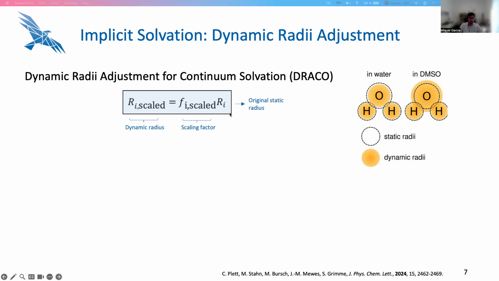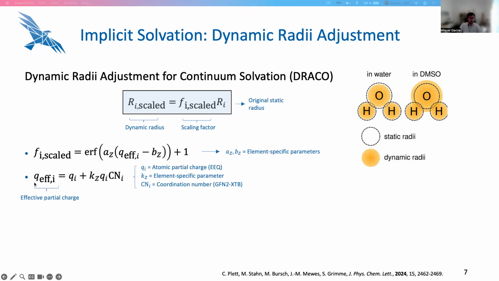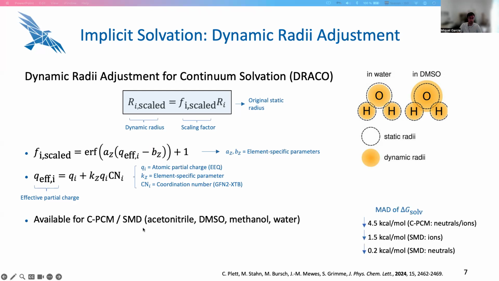So what you have is that the original static radius is scaled by a factor to produce the so-called dynamic radii. The scaling factor depends on some element-specific parameters, but basically on this effective partial charge that for each element depends on the atomic partial charge, which in our case we use the electronegativity equilibration charges, and the coordination number, which is the one used in GFN2-xTB. So this model is available for CPCM, SMD, and 4 different solvents.